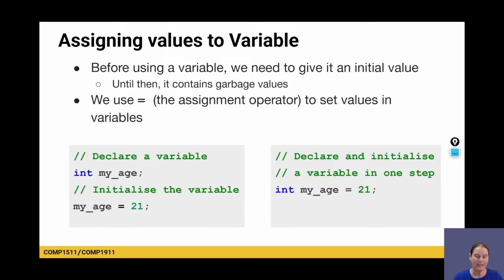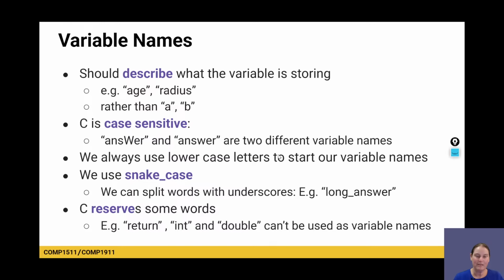Your colleagues and bosses in the workplace would get confused quickly. Your tutor won't like it. So you need to choose nice names. If you've got a variable where you're storing an age, call it age. Don't call it A or B or C or D or something like that. If you're storing information about the radius of a circle, call it radius. Don't call it just some random name. It'll make your life easier.